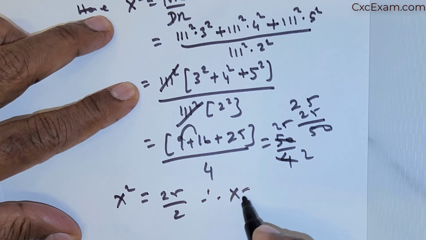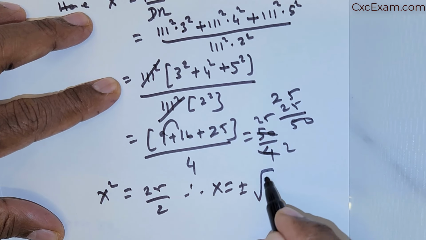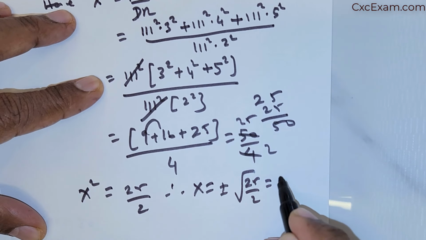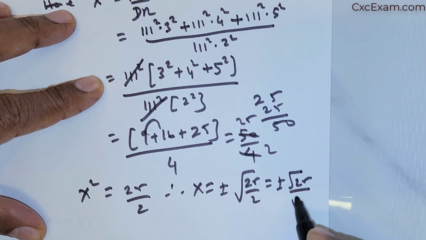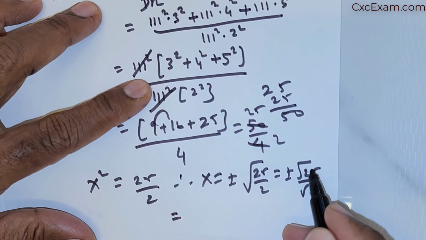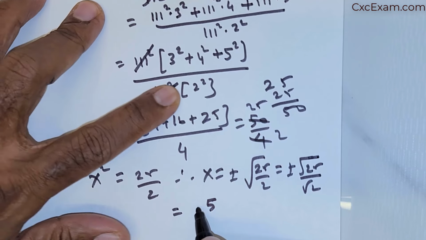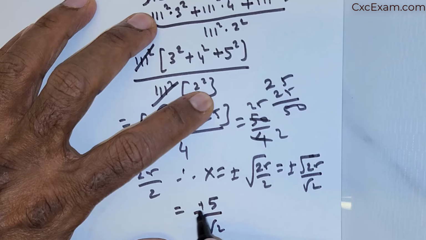So therefore x is equal to plus or minus root of 25 over 2, which is plus or minus root of 25 over root of 2. The square root of 25 is 5. So plus or minus 5 over root of 2.